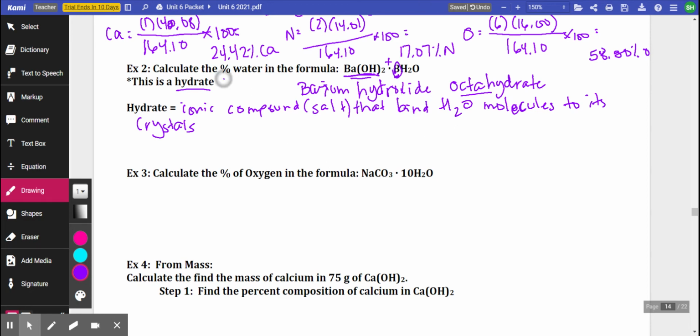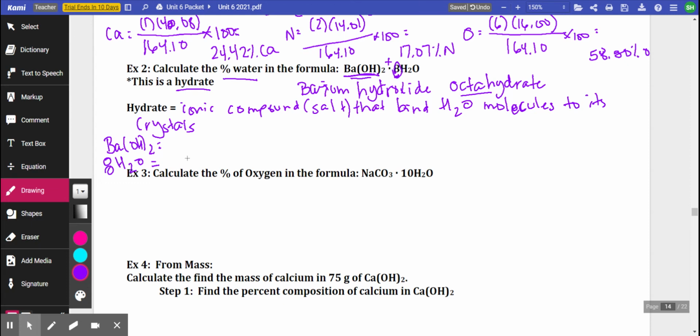Okay. Now, if we want the percent of water, we need to get the molar mass of the whole thing. So you're going to get the molar mass of the barium hydroxide. Then you're going to get the mass of 8 waters. So you can do the molar mass of 1 water and multiply it by 8. Okay. Then you're going to add all of that up.